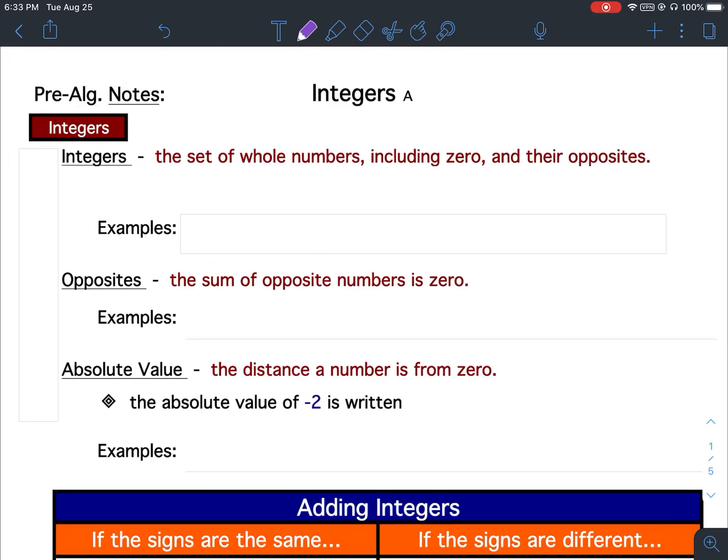Integers Lesson A notes, starting with the definitions. If you're using the hard copy of notes that I gave you earlier, please take a moment, pause this video, and write down the definitions for integers, opposites, and absolute values. It is this definition here, here, and here that you need to write down. So take a minute, pause the video, and write those down.